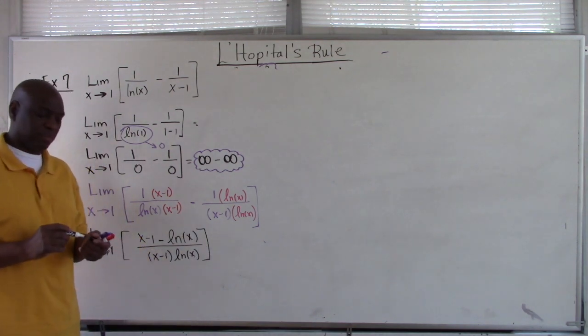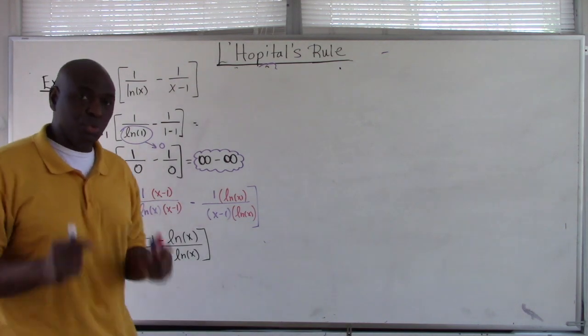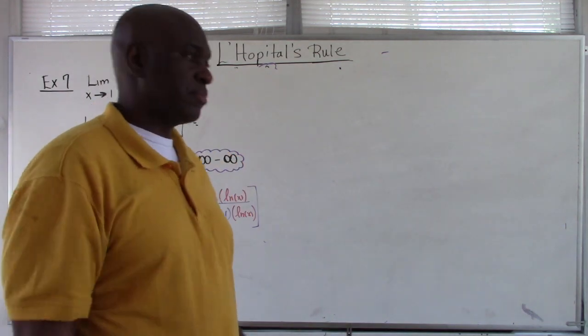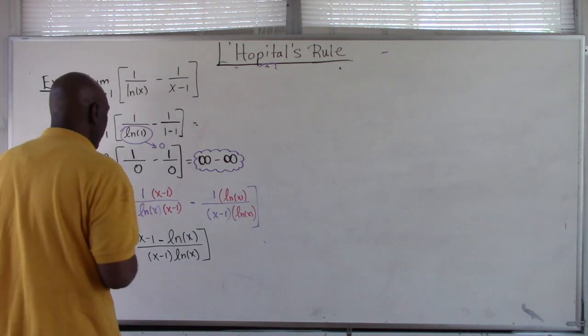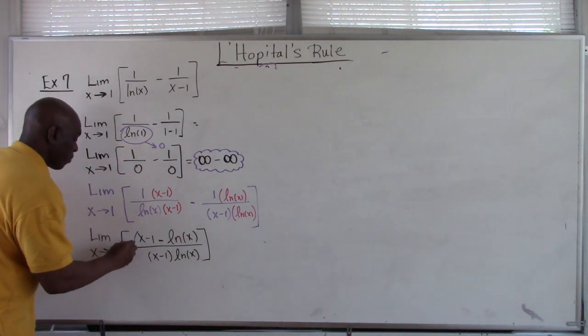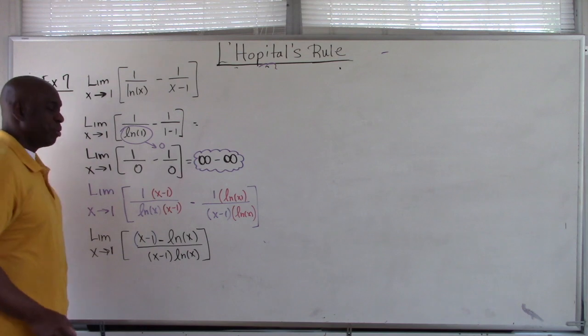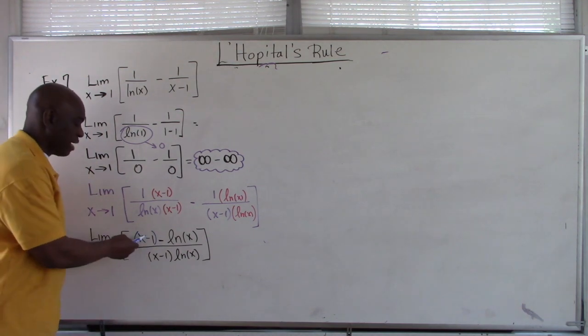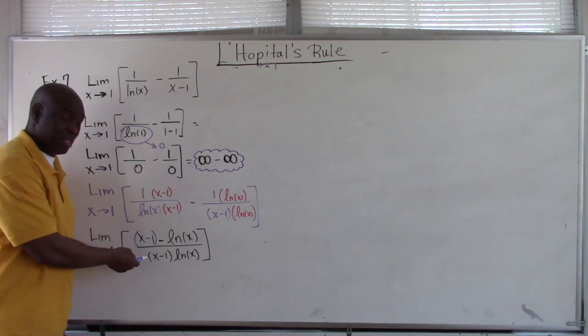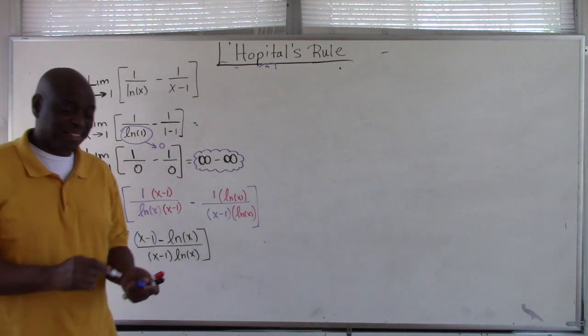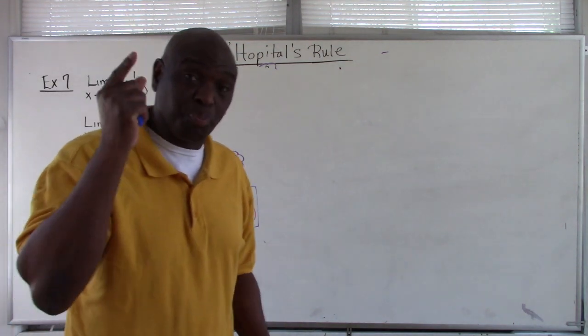There we go. Please, do not make this mistake. Do not put a parenthesis, well, you can put a parenthesis around x minus 1, but do not cancel out x minus 1 and x minus 1. Don't cancel those out. That's what we call mathematical blasphemy.